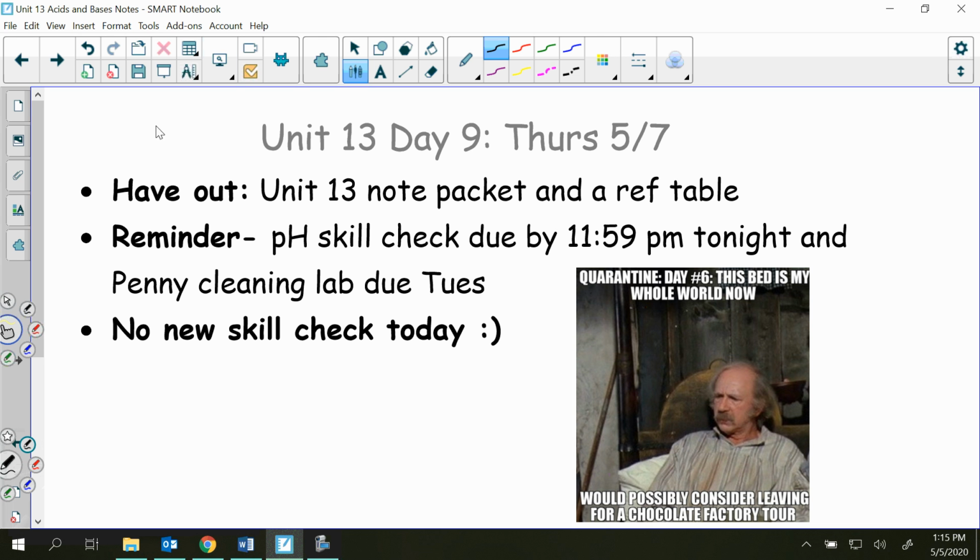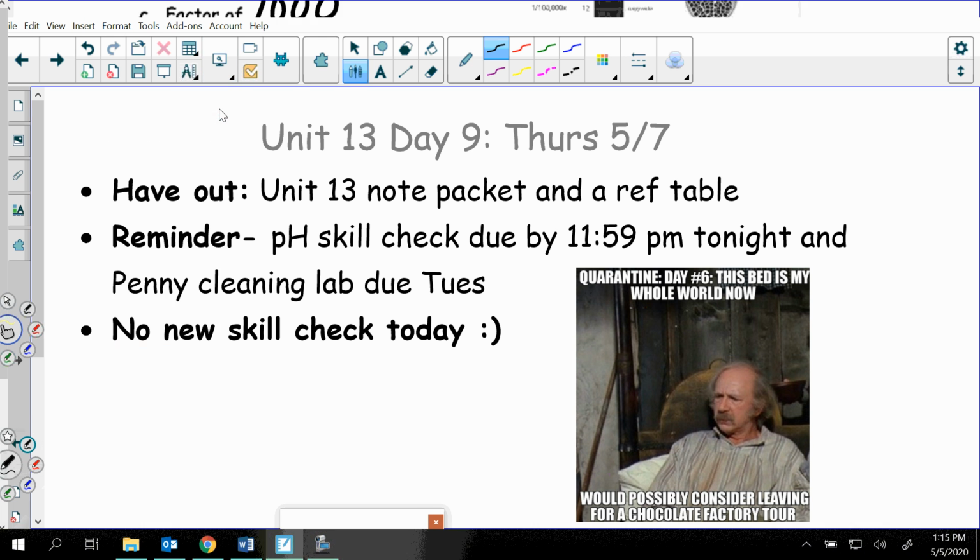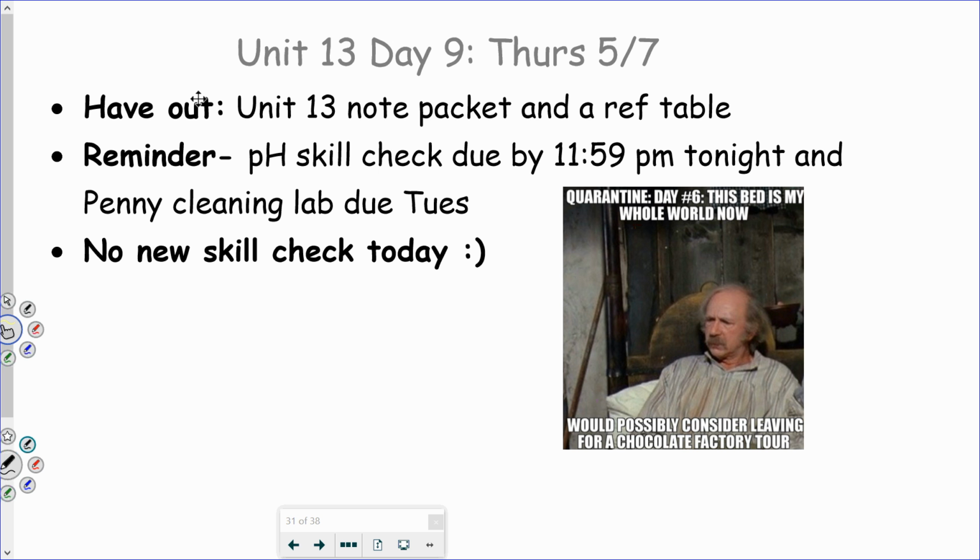Hola, hola. Today is Unit 13, Day 9. It is Thursday, 5/7. Can't believe it's already May, even though it's freezing outside. Can't take my daily walk, so this is what I look like. The old man from Willy Wonka who doesn't get out of bed.